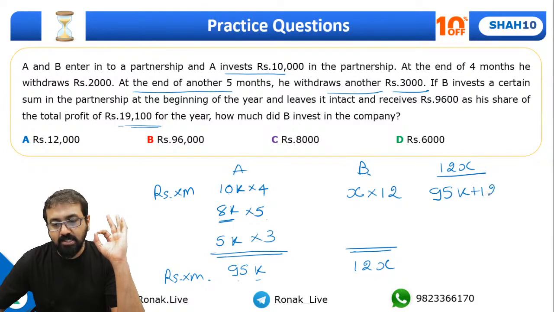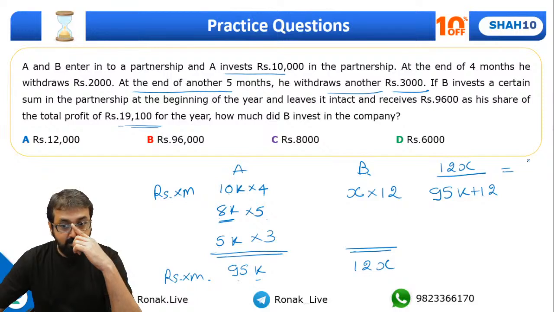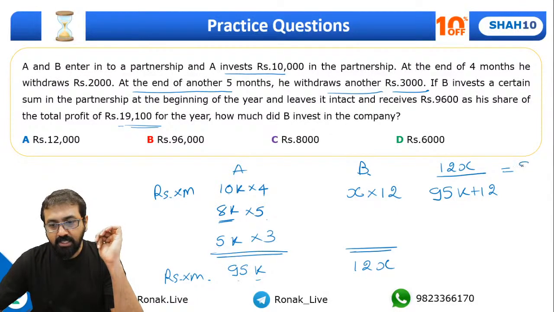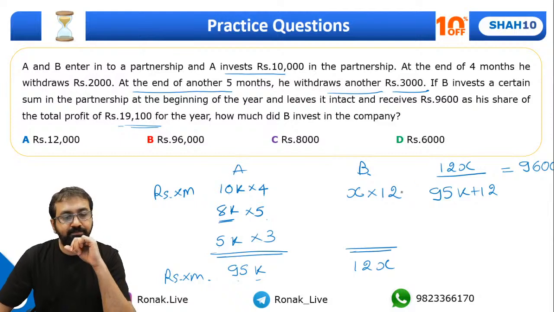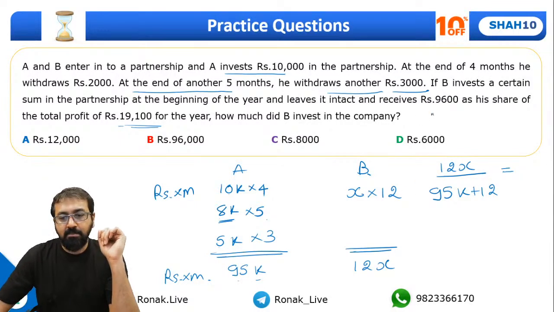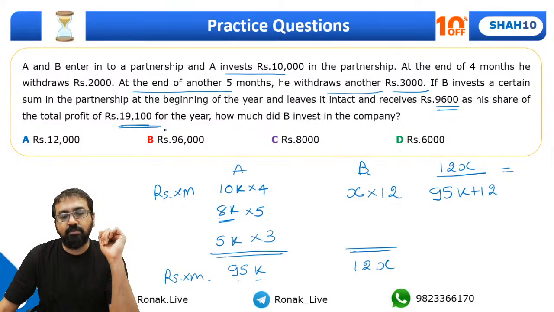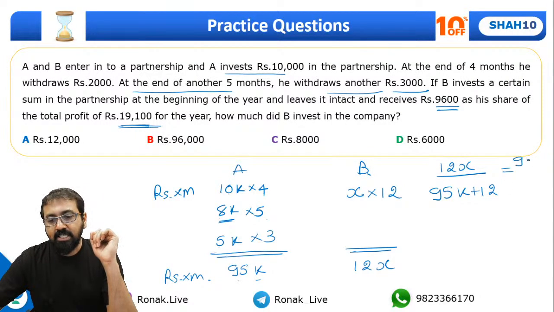95,000 plus 12x. This is the share of B, right? And this is given as 9,600. Correct? Or I can say B has got 9,600 out of 19,100. So 9,600 out of the total profit of 19,100.